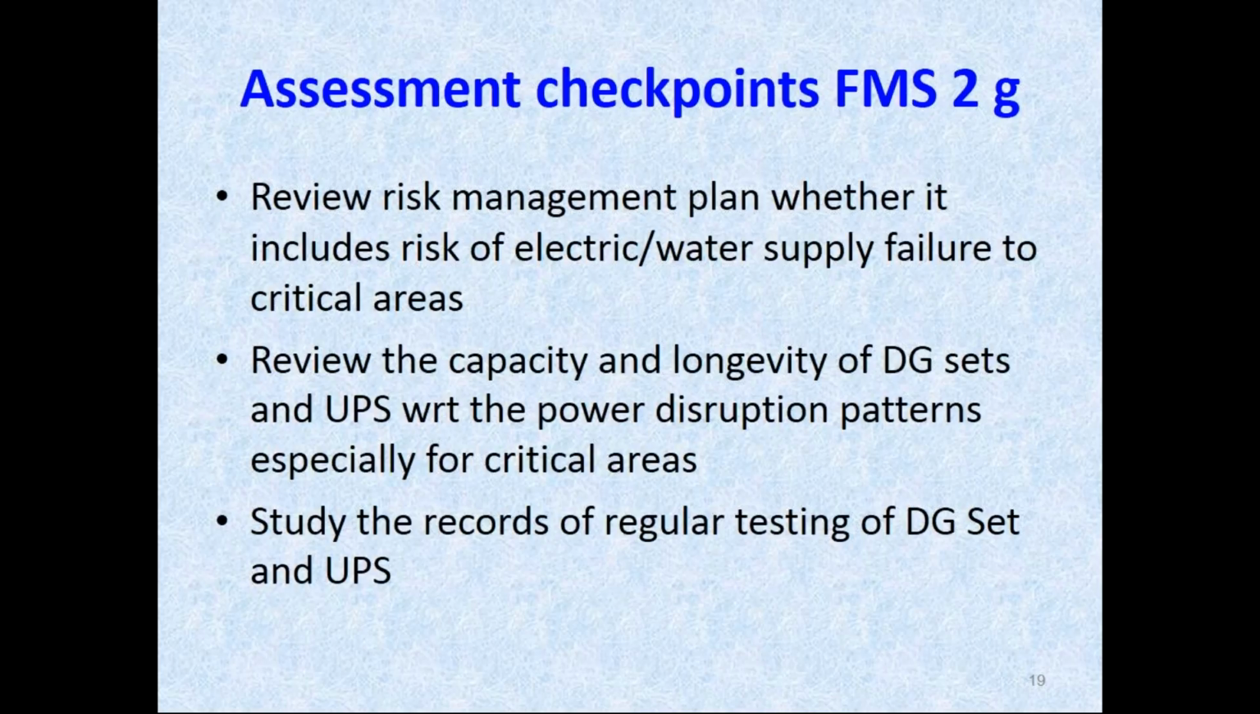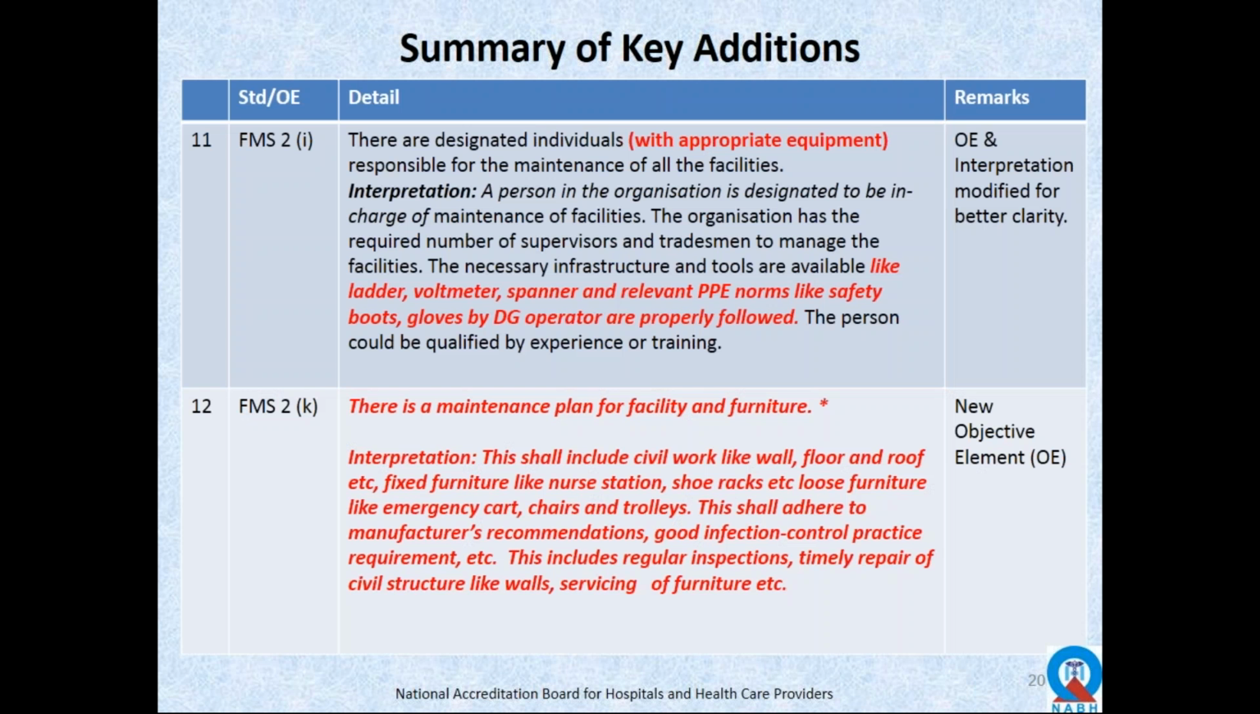FMS 2K: there is a maintenance plan for facility and furniture. Now this is a new objective element, again addressed towards maintenance of the facility and furniture. We often hear of cases where the ceiling has fallen down, or the trolley wheels are not working, or the broken chairs have injured patients or they've injured staff. There's nothing as of now to address these issues.